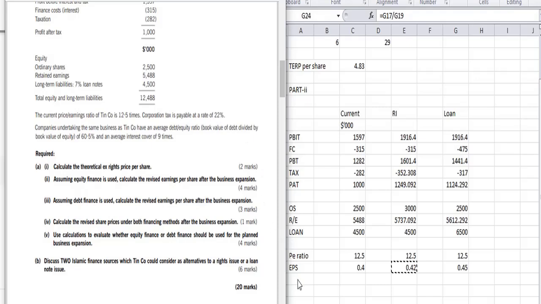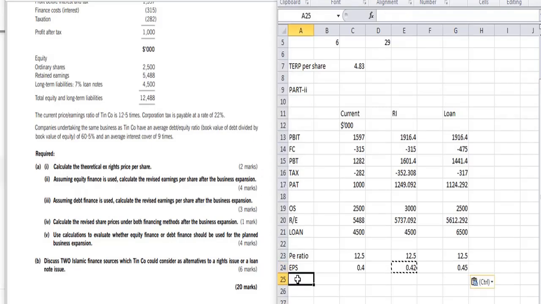Now calculate the revised share price under both financing methods after the business expansion. So here, share price. The formula of P/E ratio is price per share and earning per share, right? If we multiply these two, we will get the share price. This one is current, this one is for the rights issue, and this one is in case of loan.